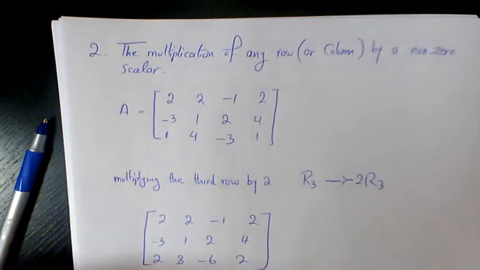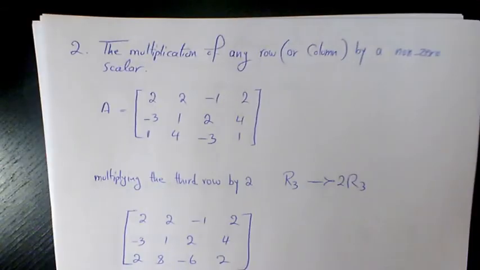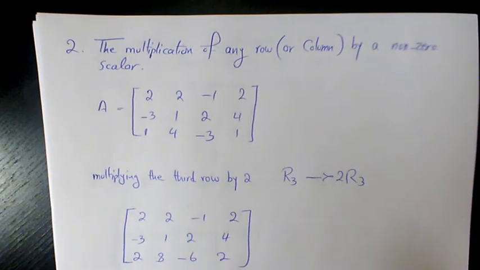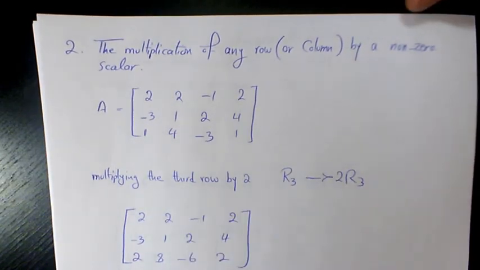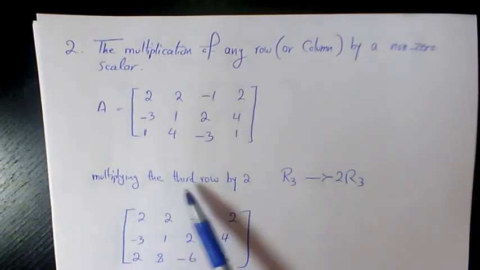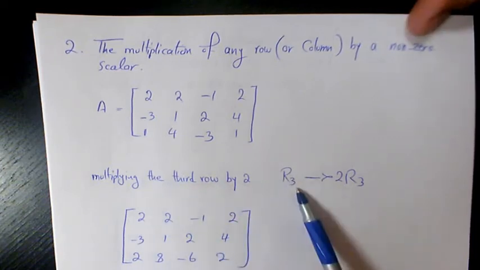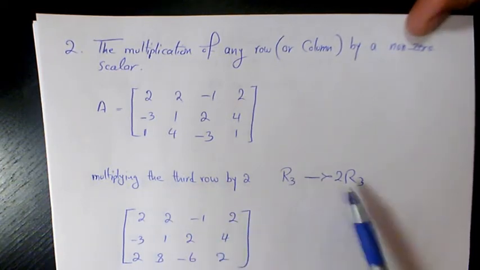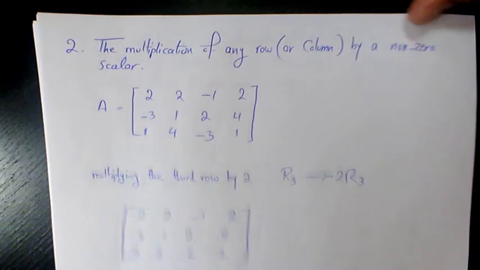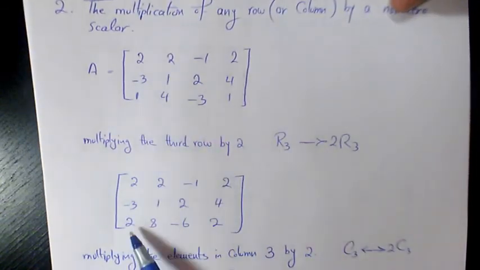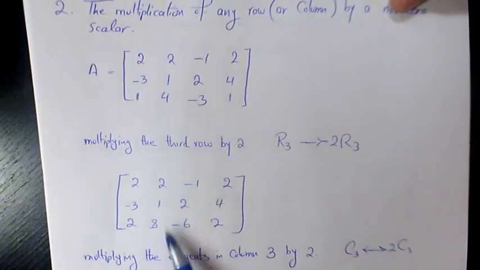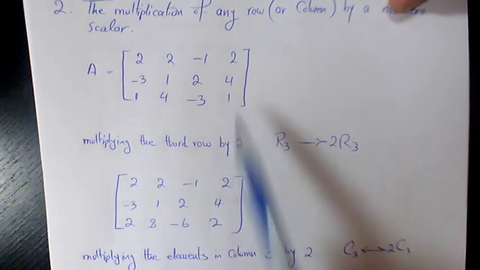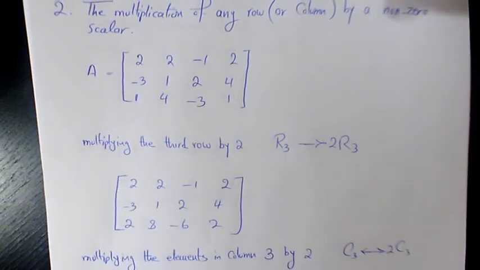Another one, the multiplication of any row or column by a non-zero scalar. For example, we have this matrix and we want to multiply the third row by 2. So R3 gives you 2R3. So in the third row, 1 becomes 2, 4 becomes 8, negative 3 becomes negative 6, 1 becomes 2. The rest is going to be the same.